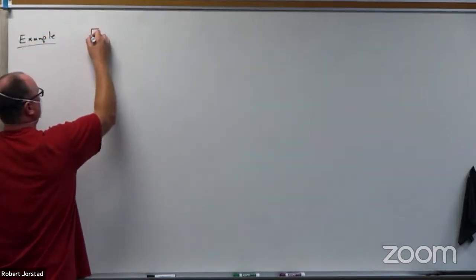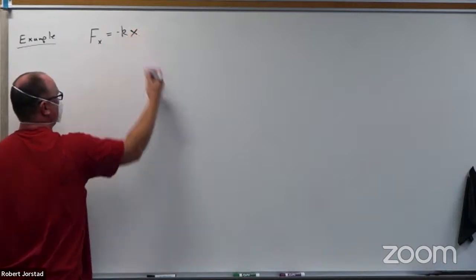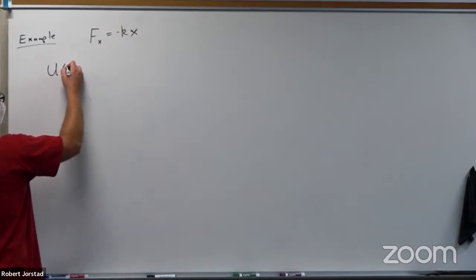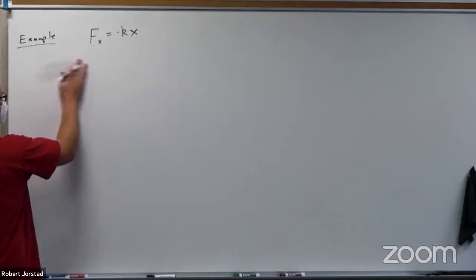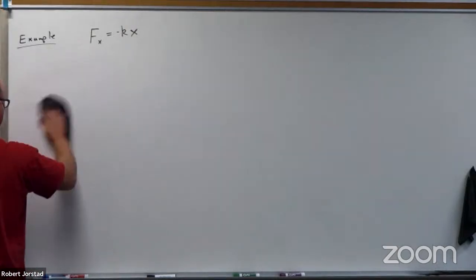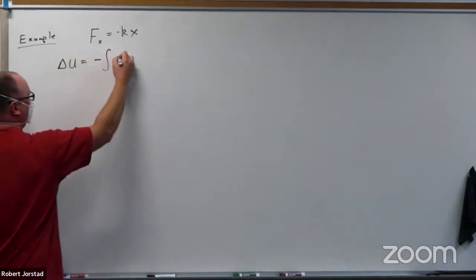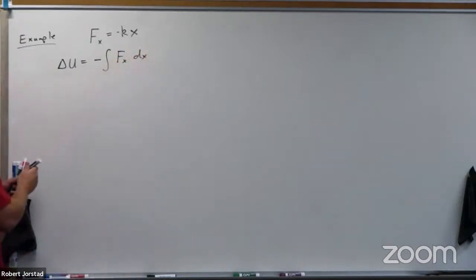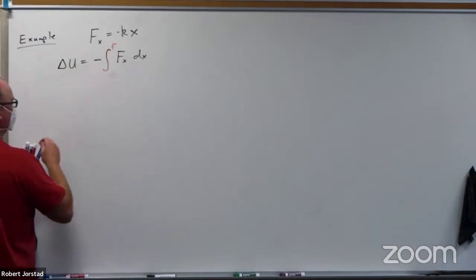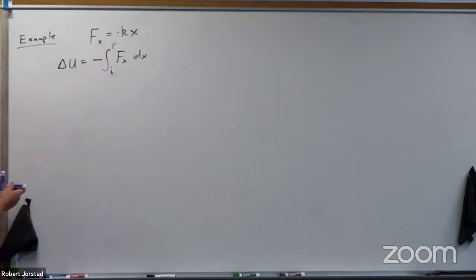Let's say for a spring, it's minus kx. And I'm just going to do the integral from scratch here, just so you can see how this pops up. Delta U is equal to minus the integral f sub x dx. I'm going to go from some initial position to some final position. I'm going to highlight this in a different color just to make sure that pops.